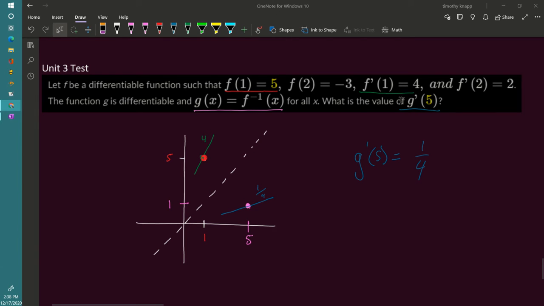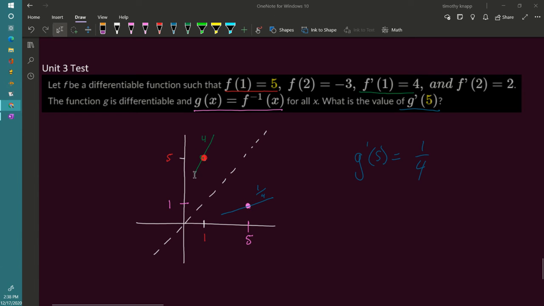Now, the reason why I chose to focus on this 5 rather than this -3 is because they told me f of 1 is 5, and they told me f of 2 is -3. But I chose to focus on this one because they're telling me that g prime of 5 is what I'm looking for. So notice this pink line. I've noticed that they're inverses. Because they're inverses, that means that if x value 1, y value 5 is on f, then x value 5, y value 1 is on g. So (1, 5) is on f, and (5, 1) is on g.